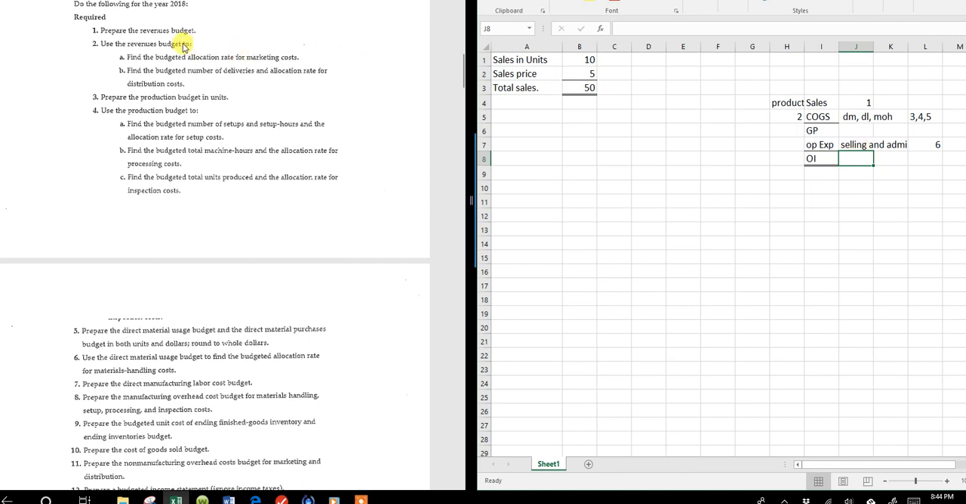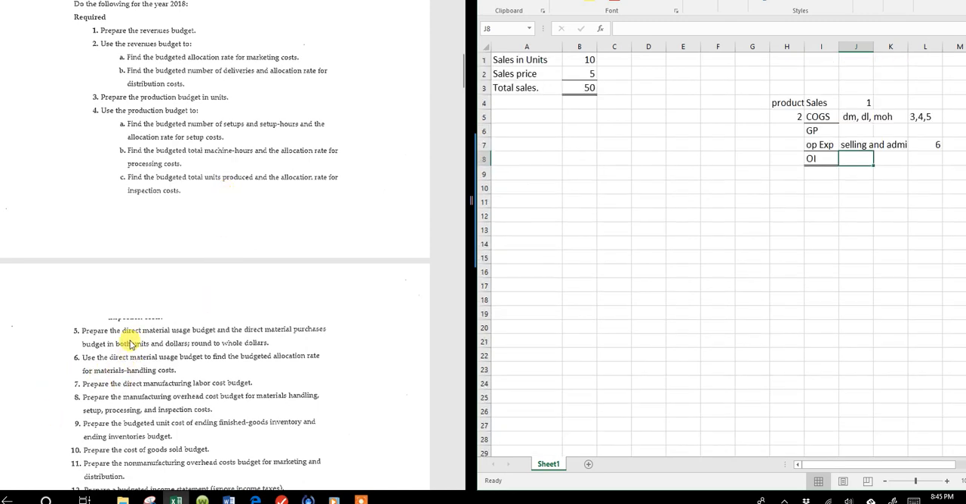We also use the sales budget or revenue budget to get an allocation for administrative costs. You don't have to do this; these are given in the problem. Then we're going to use our production budget to figure out our manufacturing overhead allocation rates. So you can see that looks budgeted setup hours, etc.